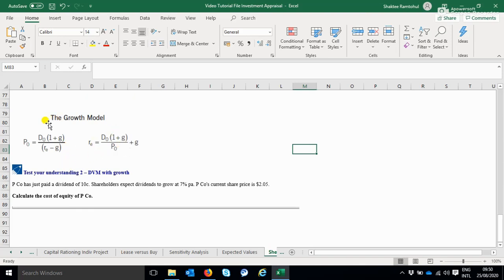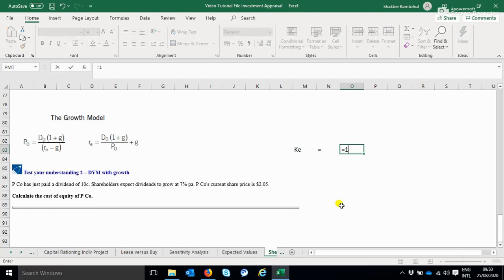Now, what do we know from this formula here? What are we trying to calculate? Well, we are trying to calculate the cost of equity, which is RE, but remember I told you RE, the return for the shareholder, is the cost of equity for the company. D naught, do we know D naught? Well, we are told the company has just paid a dividend of 10 cents. That's 10 cents. Multiply by 1 plus g. G is 7%. We're told here shareholders expect dividends to grow at 7%. So 1 plus 0.07, so multiply by 1.07.